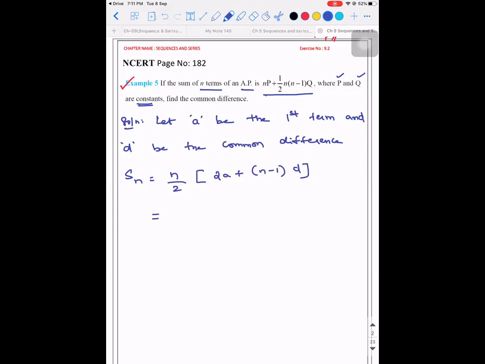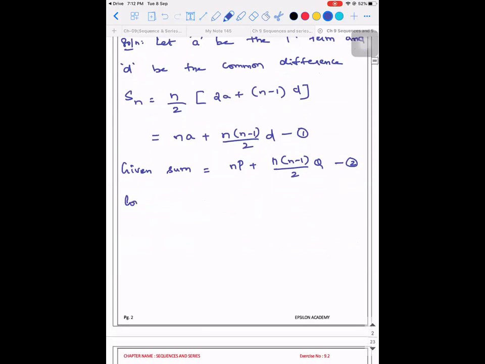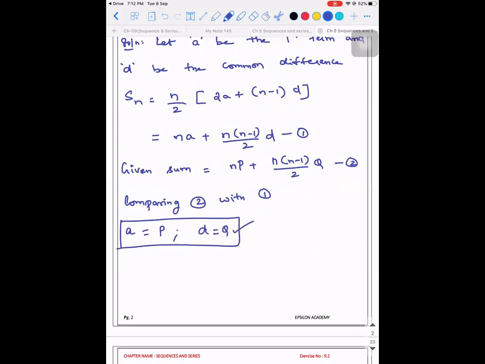So when you multiply this n by 2 with each term, you will have n into A plus n into n minus 1 by 2 into D. Now what they have given is, the given sum is n times p plus n into n minus 1 by 2 into capital Q. Let this be equation number 2. So comparing 2 with 1, what do we get? The first term A is equal to capital P, and D is equal to Q. That's the answer. So the common difference will be Q.